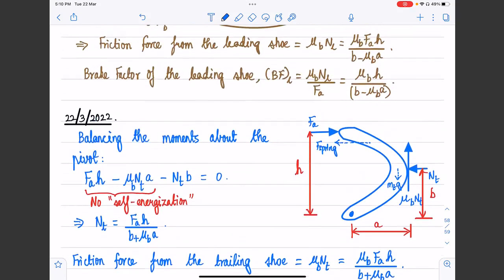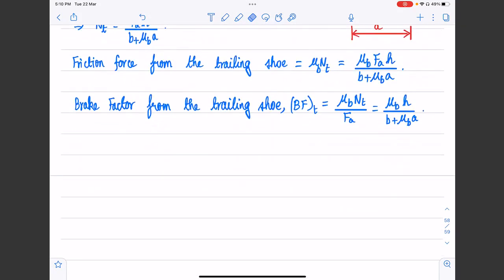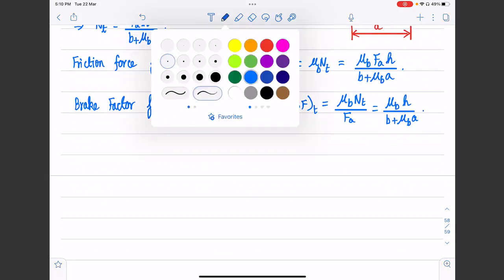Why? Because if you look at the expression from yesterday's class, we can see this B minus mu A coming in the denominator, right? However, if we look at the expression that we derived in today's class, in the denominator we have B plus mu A appearing. So obviously this B plus mu A will increase the denominator and consequently reduce the brake factor of the trailing shoe. That's what is going to happen.